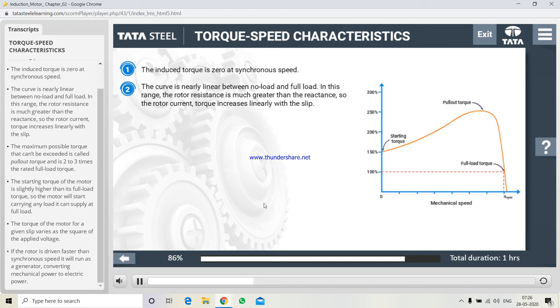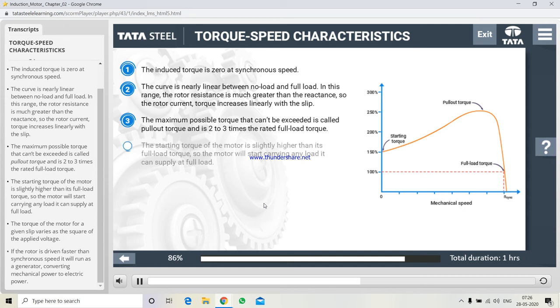In this range, the rotor resistance is much greater than the reactance. So the rotor current torque increases linearly with the slip. 3. The maximum possible torque that can't be exceeded is called pull-out torque and is 2 to 3 times the rated full load torque. 4. The starting torque of the motor is slightly higher than its full load torque. So the motor will start carrying any load it can supply at full load.